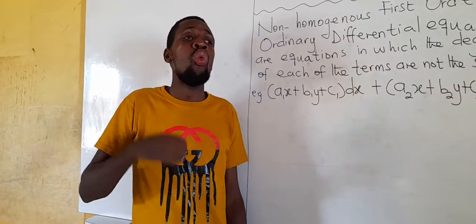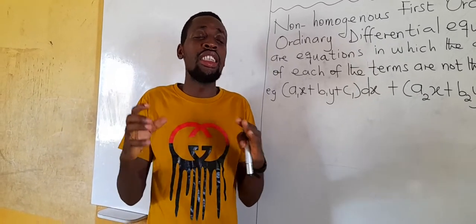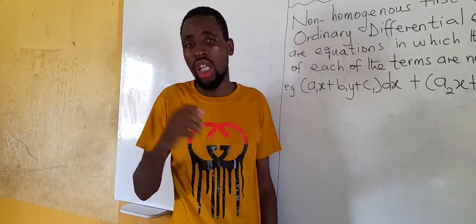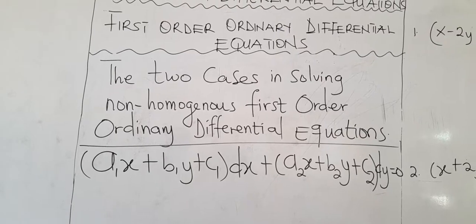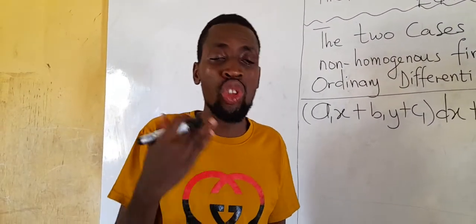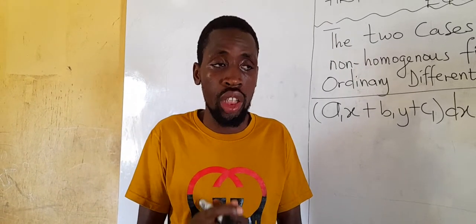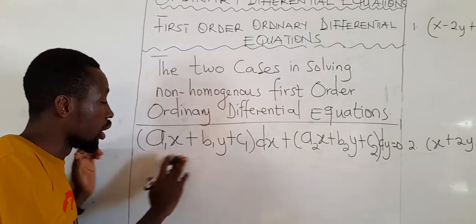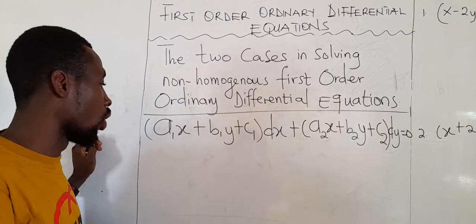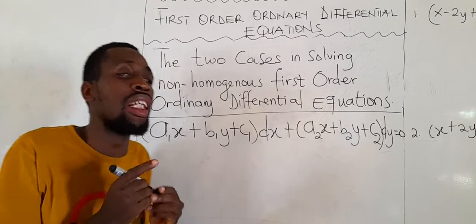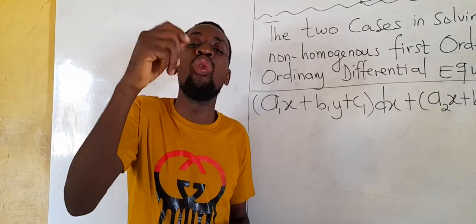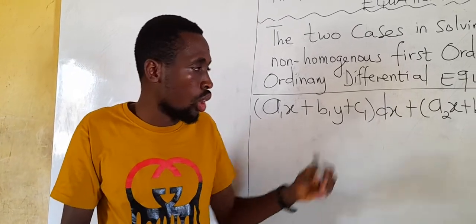The next thing is that we learn the cases. We have two cases that may come out anytime we are finding solutions to non-homogeneous first order ordinary differential equations. Remember, we said that a non-homogeneous first order ordinary differential equation takes this form, that is, the degree of each of the terms is not the same. Now, anytime you determine that a first order ordinary differential equation is non-homogeneous, the next thing is to determine which of the cases it is. Is it case 1 or case 2? That's what we are coming to learn.